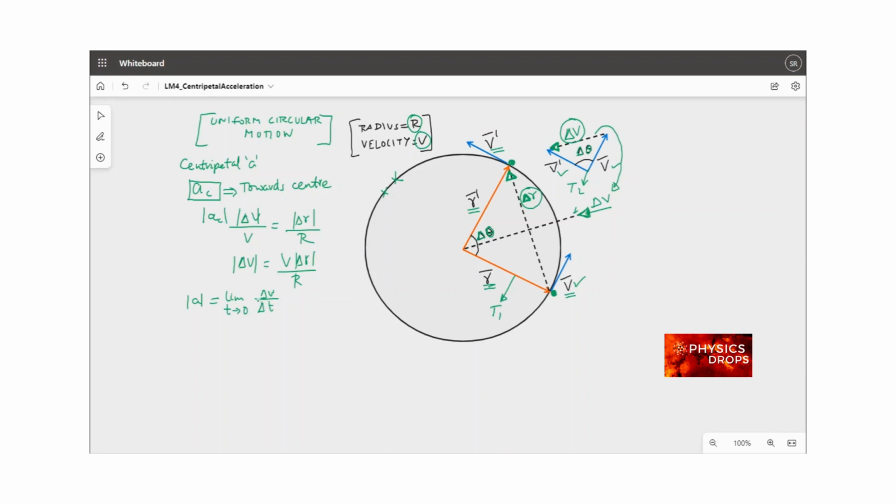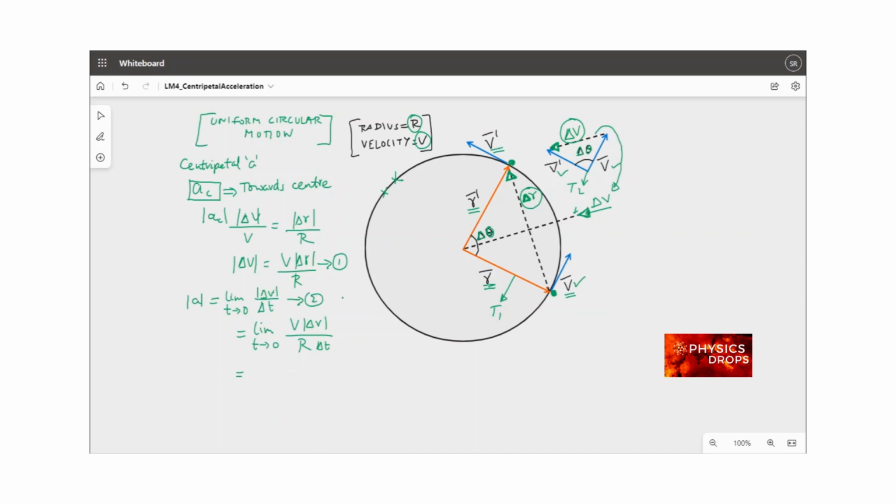Now from this equation, let's call it 1, and this one, equation 2, the magnitude of delta v by delta t, where delta v is given by this. So substituting 1 in 2, we get limit t tends to 0, where delta v is given by v delta r by r. This whole thing in equation 1's right hand side replaces delta v, and delta t remains in the denominator. So this is what we get for acceleration.